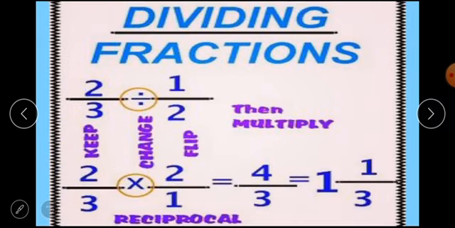So you will convert into a mixed fraction and you will get the answer 1 whole 1 by 3. So it's a very simple rule: keep, change and flip. For dividing fractions you have to keep this rule in your mind, you have to remember this rule.